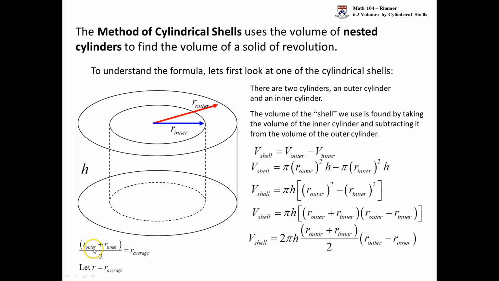Okay. And so let's just call that average radius r. It's the radius that'll take it in between the two, the average value between the two. So we'll just call that r. And then this difference between the radii, we have this outer minus inner term. We're going to call that the change in radius. It's the delta r.